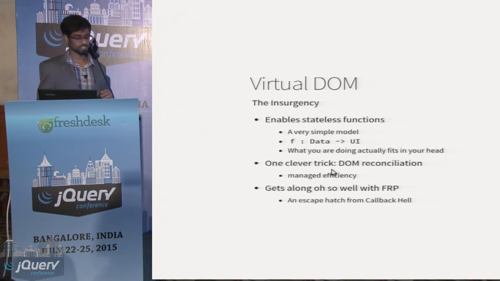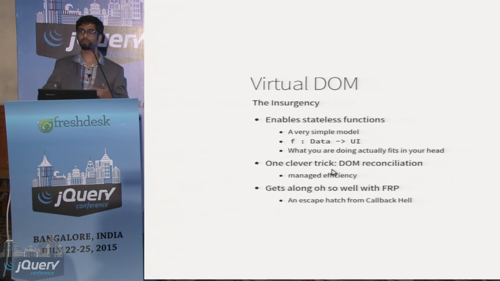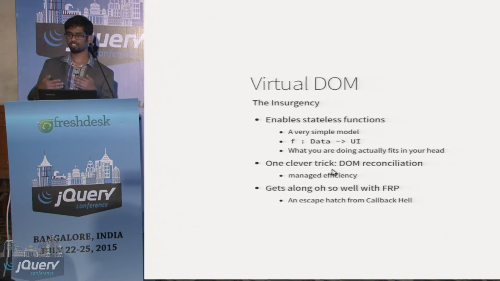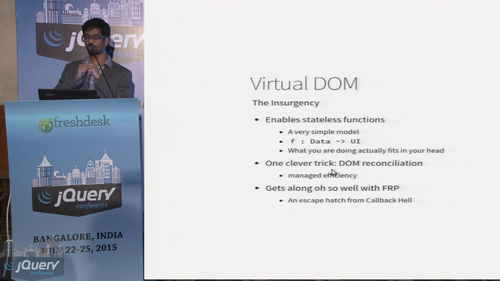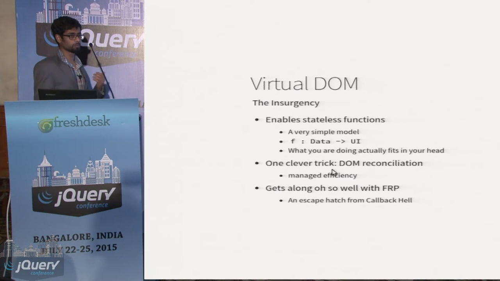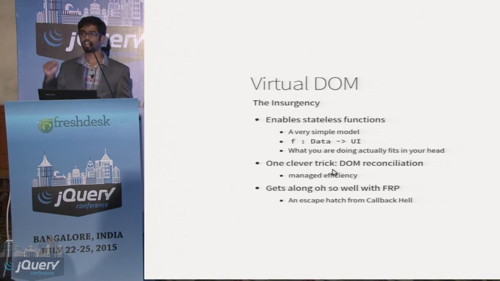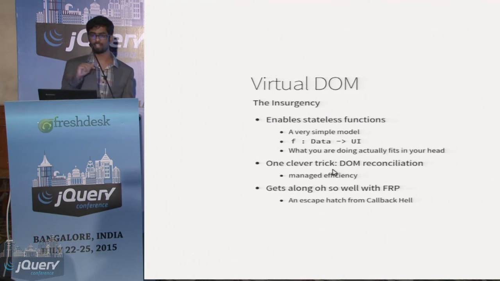And so there's a clever trick which makes virtual DOM feasible, because if you create a virtual DOM at each state progression of your app, and then you go redraw the entire DOM, it's not going to be efficient. So what virtual DOM libraries do is they take a diff of two virtual DOMs and then figure out what exactly changed and go and apply those patches to the actual DOM.